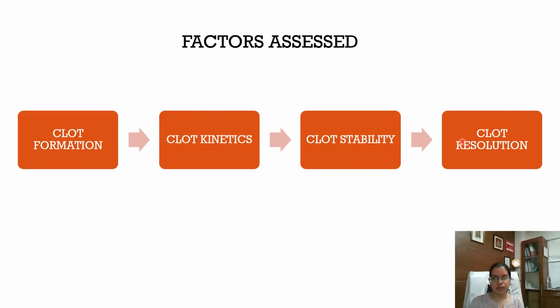and clot resolution. So in normal APTT, PT, that is conventional coagulation assays, we only know whether the clot is formed or not, but we don't know how fast the clot is forming, how strong it is, and how long it is lasting. So all these components are assessed by thromboelastography. So it measures the dynamicity of blood coagulation.